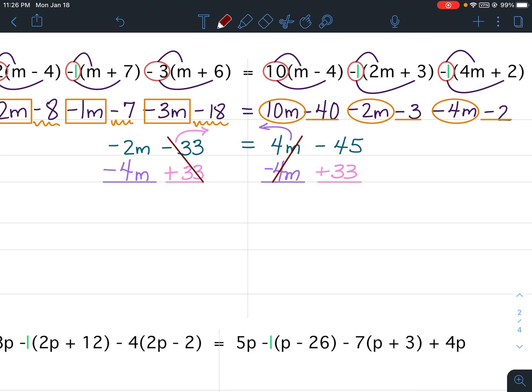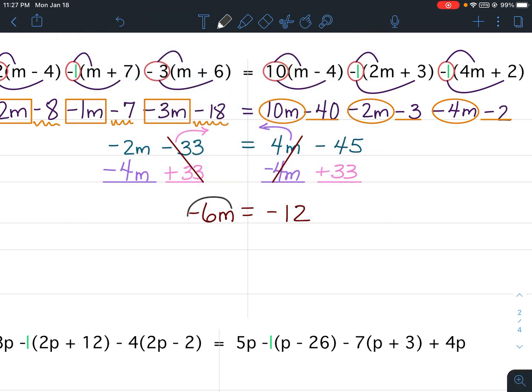-2 minus 4, signs are the same, so I'm going to add and keep the sign. So -6m. -45 plus 33, the signs are different, so I'm going to subtract, keep the sign of the larger number, -12.